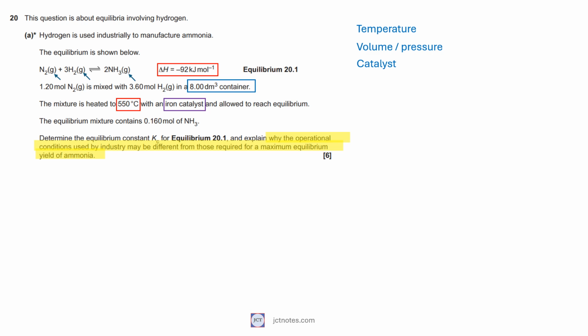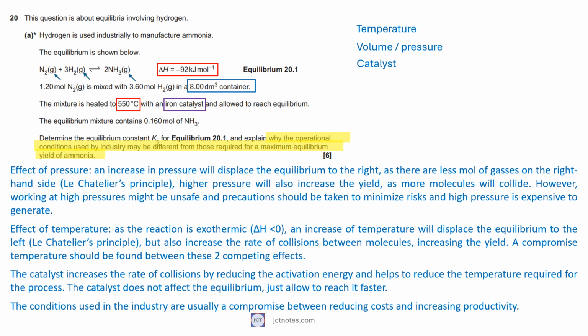My answer would be something like: effect of pressure, an increase in pressure will displace the equilibrium to the right, as there are fewer moles of gases on the right hand side. Le Chatelier's principle, higher pressure will also increase the yield, as more molecules will collide. However, working at high pressures might be unsafe and precautions should be taken to minimize risks, and high pressure is expensive to generate.